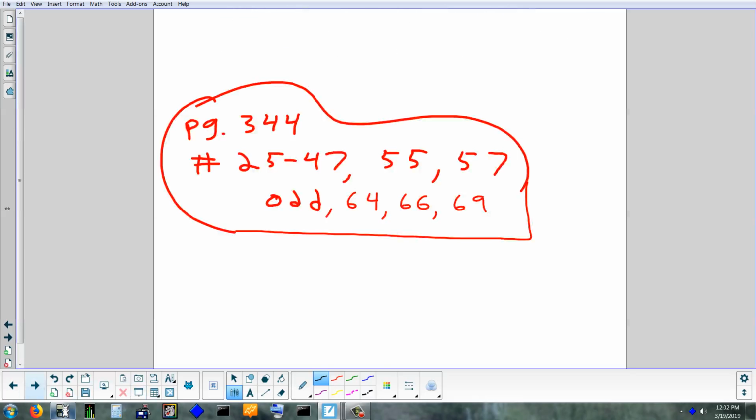All right, so the homework, again, it's in the packet. That's not in your book. You don't have to worry about 64 or 69. Okay, so it's 25 to 47 odd, 55, 57, and 66. Don't forget 66. It's just kind of hanging out there by itself now. So 66.